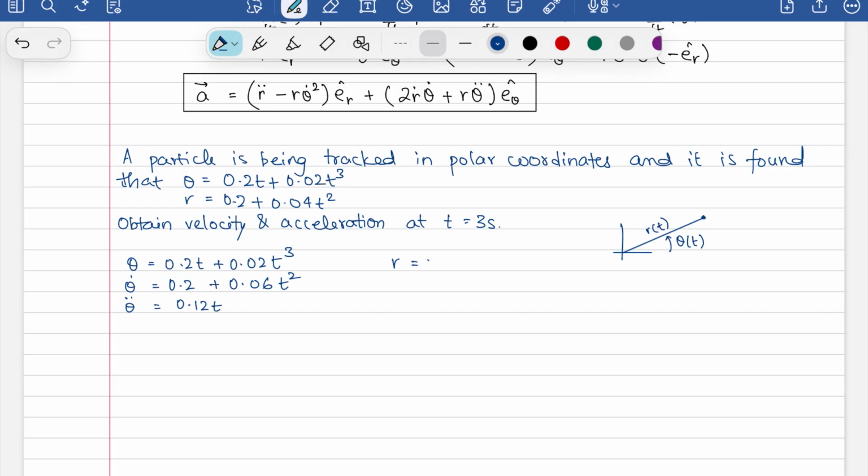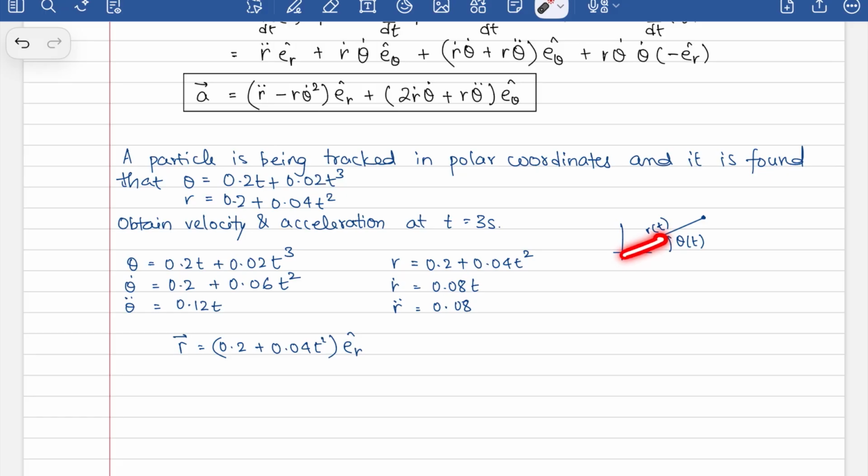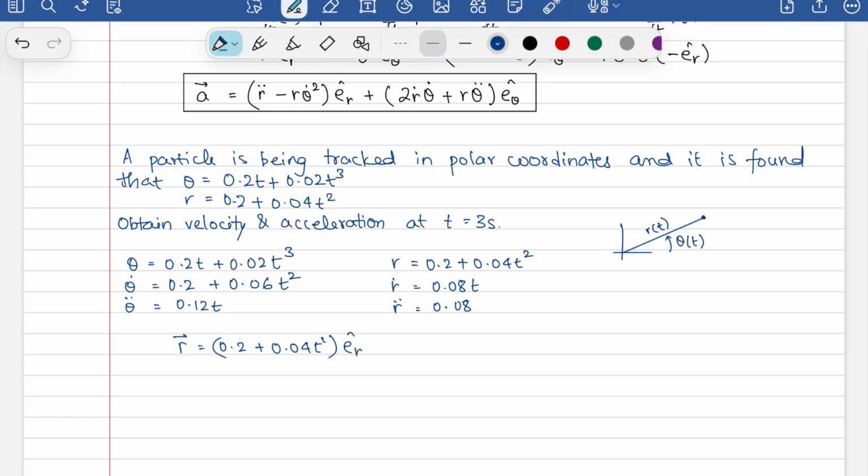Similarly, here we have r given to you as this. r dot would be equal to 0.08t, and r double dot would be equal to 0.08. Okay, so we have a position vector given as 0.2 plus 0.04t squared in the er hat direction. er hat is always radially outward, remember that. There's a magnitude that's given to you and you have it in the direction of er hat.